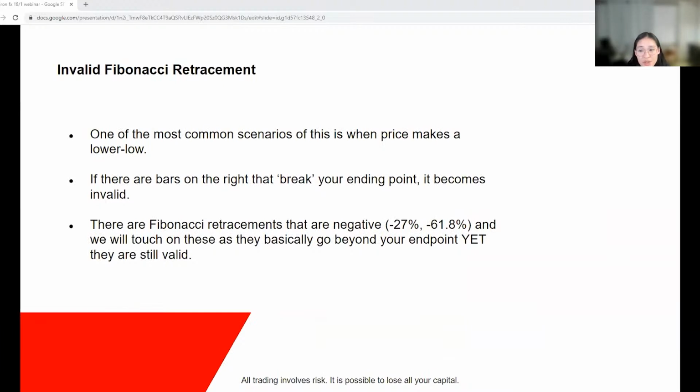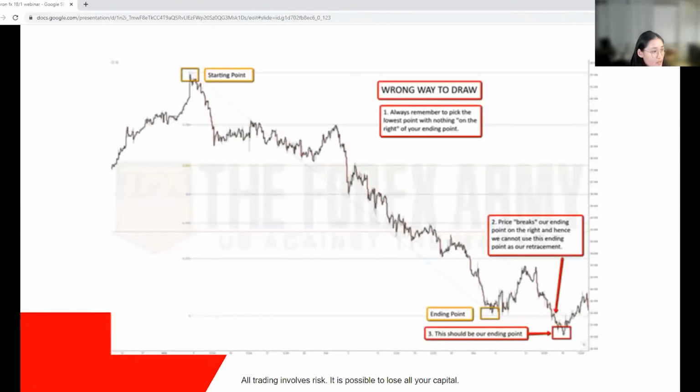Okay, so when does a Fibonacci retracement become invalid? One of the most common scenarios is when price makes a lower low. Assuming you are drawing a Fibonacci retracement from the top to the bottom, if there are bars on the right that break your ending point, it becomes invalid. There are Fibonacci retracements that are negative, like the negative 27 and negative 61.8. We'll touch on these as they go beyond the endpoint, and yet they are still valid. I'll show you what I mean over here.